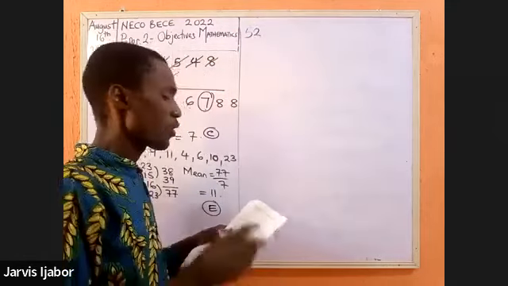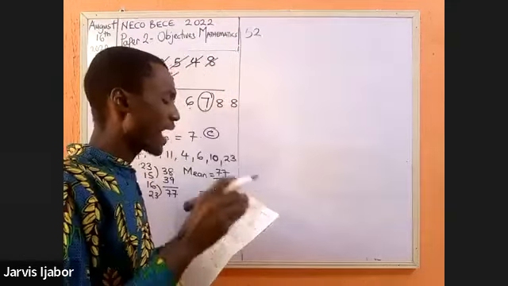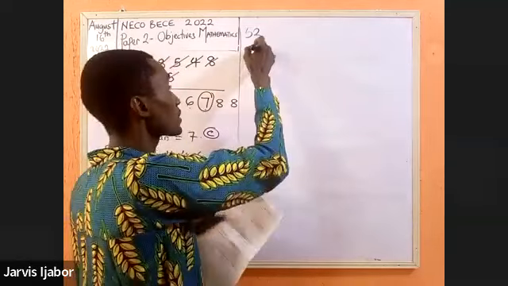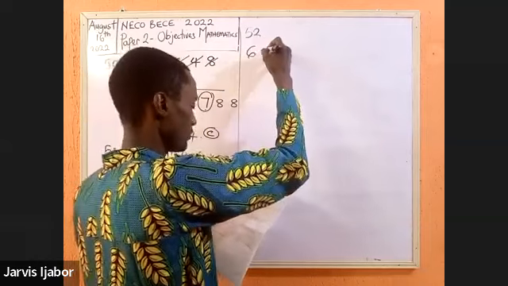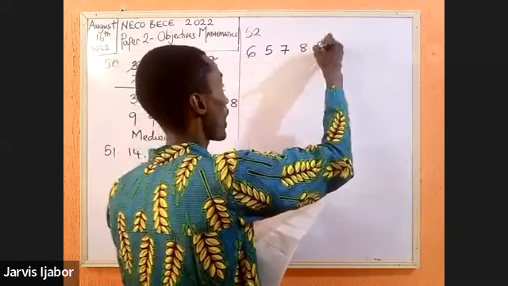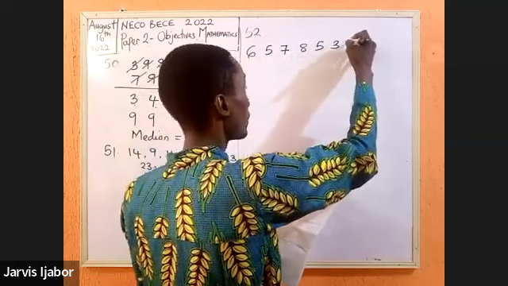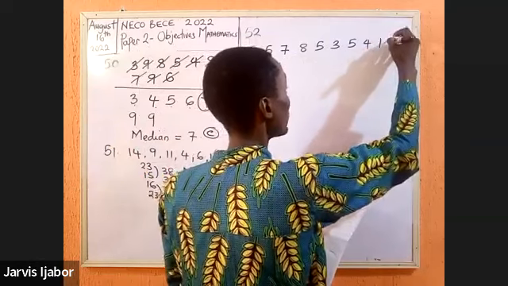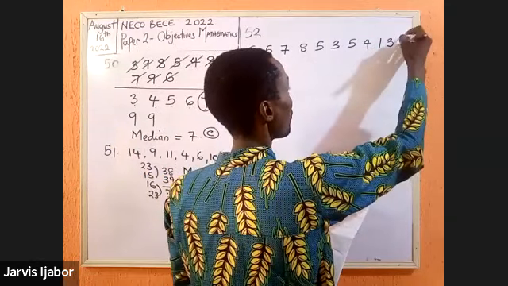Now, question 52. In question 52, it says, what is the sum of the mode and the median of the following data? So let me write them out. 6, 5, 7, 8, 5, 3, 5, 4, 1, 3, and 5.